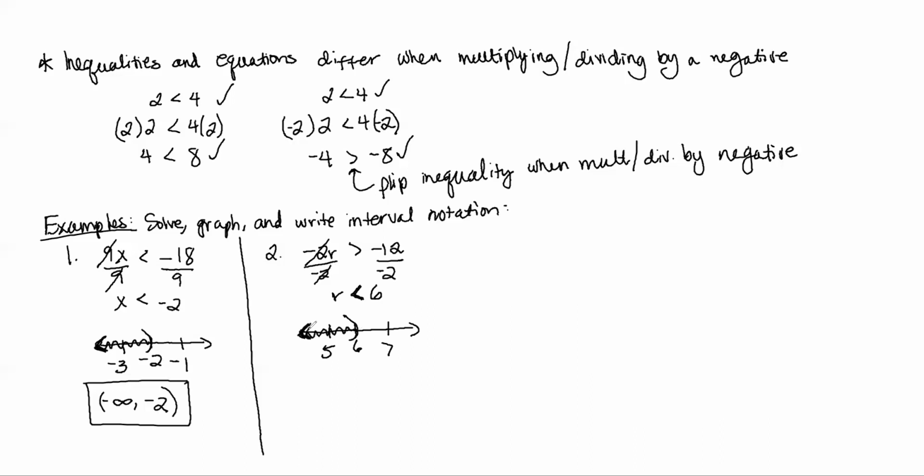And our interval notation, the furthest left we go is negative infinity, parenthesis there. Furthest right we go is 6 with another parenthesis.